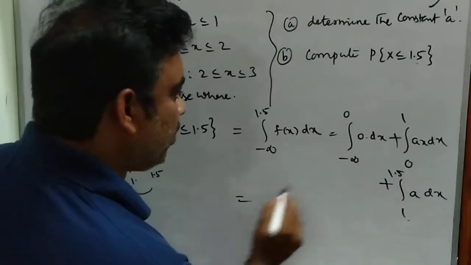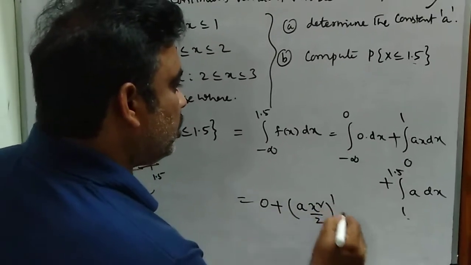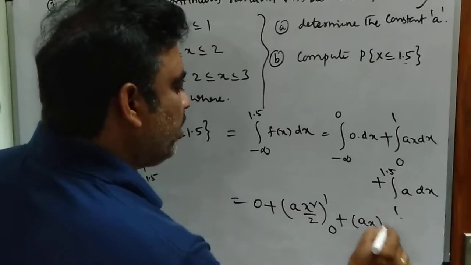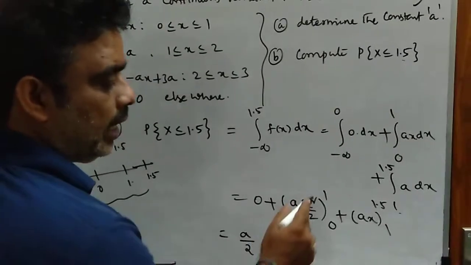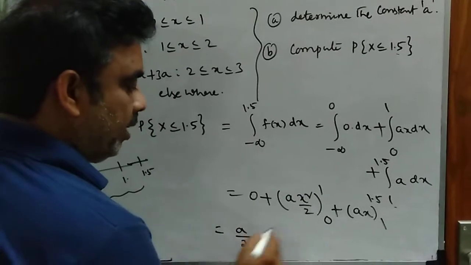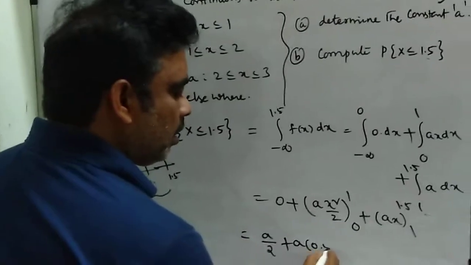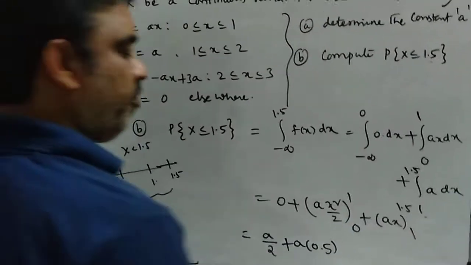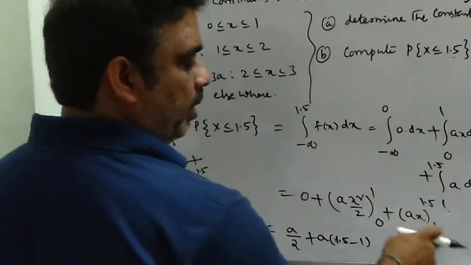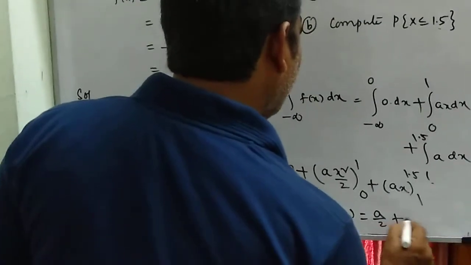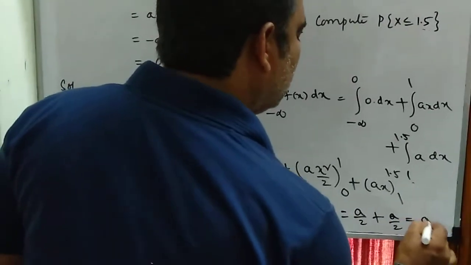So the first integral has value 0, the second one is a into x square by 2 between 0 and 1, and the third one is ax between 1 and 1.5. So this is a by 2, am I right? 1 square, a by 2, lower limit 0, plus a into 1.5 minus 1, that is 0.5, upper limit minus lower limit. This is a by 2 plus 0.5, which is 1 by 2, again a by 2, that is equal to a.